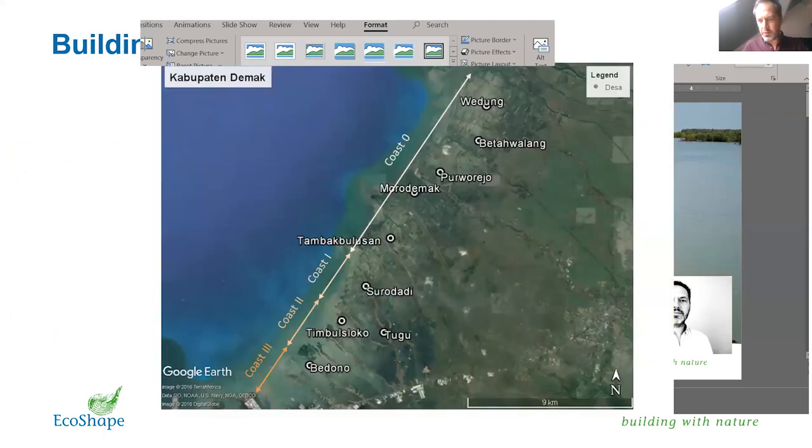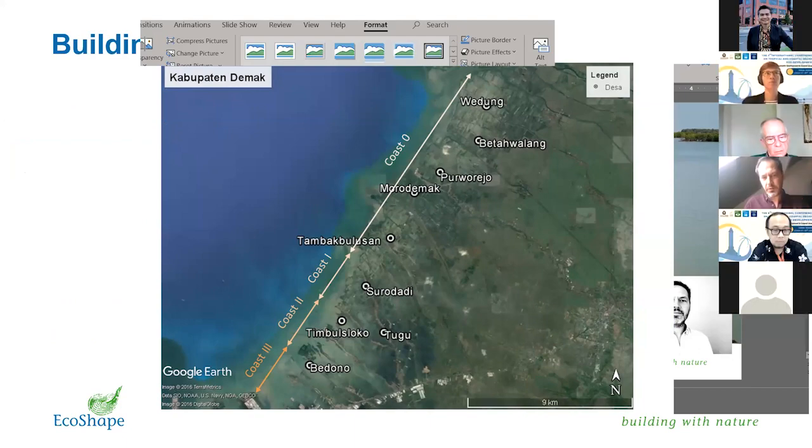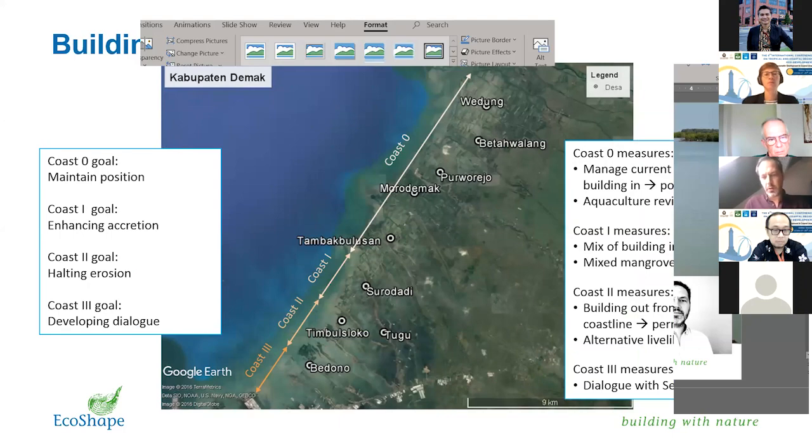So this picture is very similar to what Sciene presented. In the MAC there are several zones you can identify based on the level of subsidence and the level of erosion. For each coastal zone, different measures are designed. For the coast towards the Wedung Delta, we try to maintain a position, and the closer we get to Semarang, we want to more protect and extend the coast back to its original position, which is very challenging, as we've seen in the previous presentations.